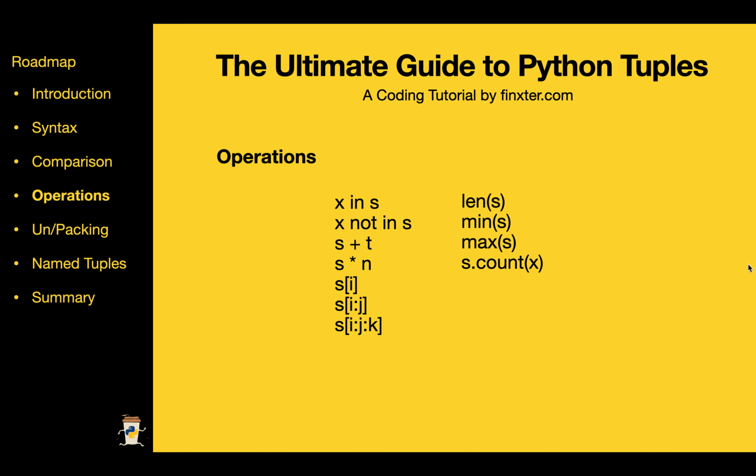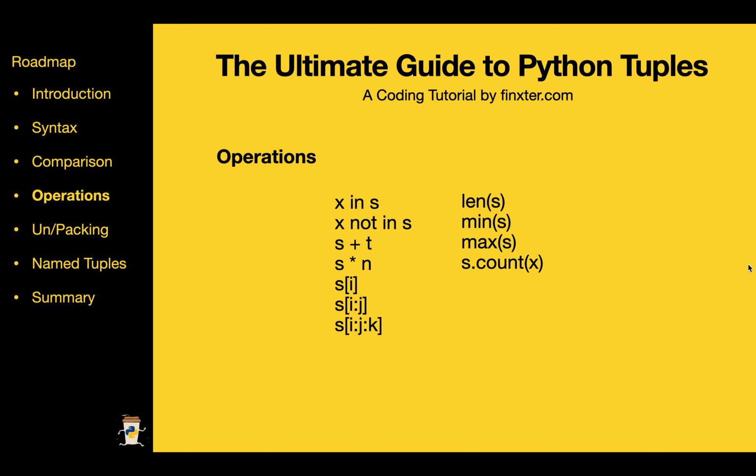And then we can use the plus to concatenate tuples. This will create a new tuple which contains the values of s and the values of t. We can multiply a tuple with an integer, so s times n or n times s, where n is an integer and s is a tuple. Then we get a new tuple which contains the values of s repeated n times. So if s contains 1, 2, 3 and we multiply it with 2, we get a new tuple containing 1, 2, 3, 1, 2, 3.